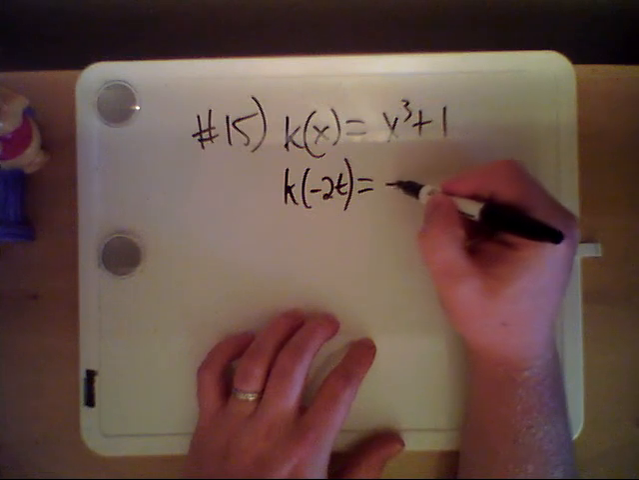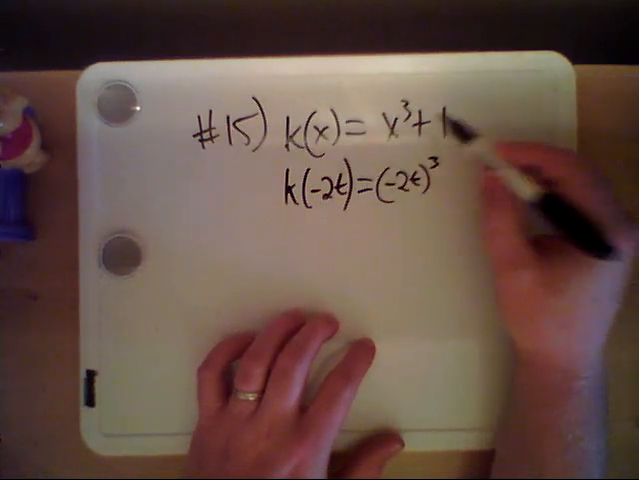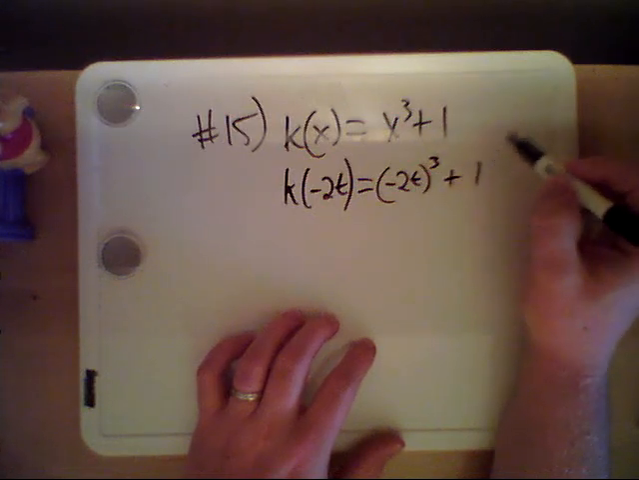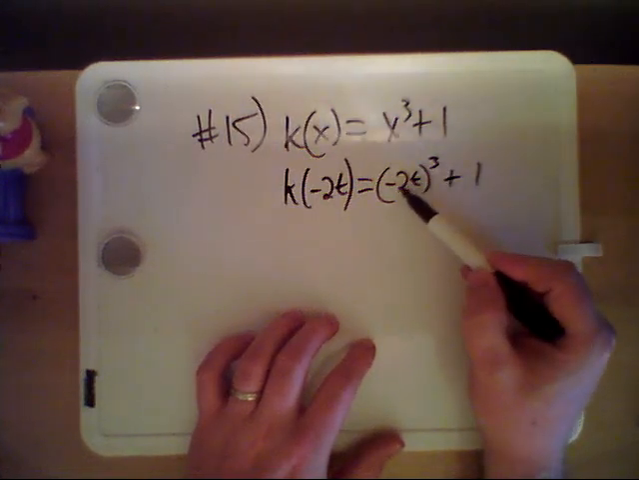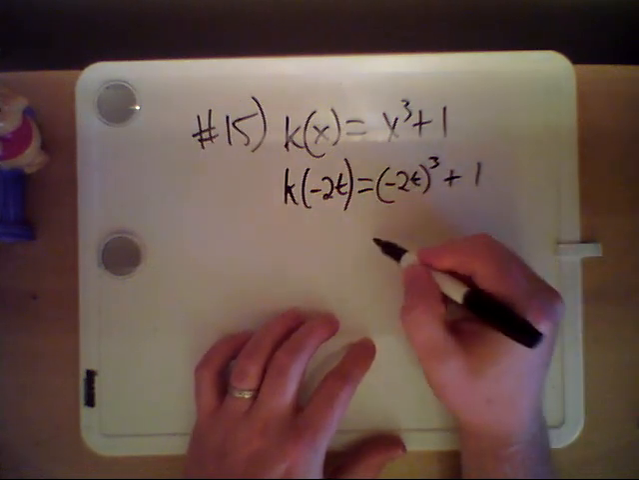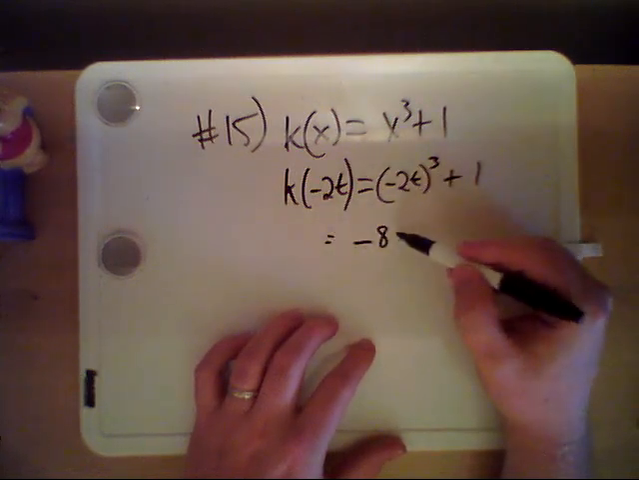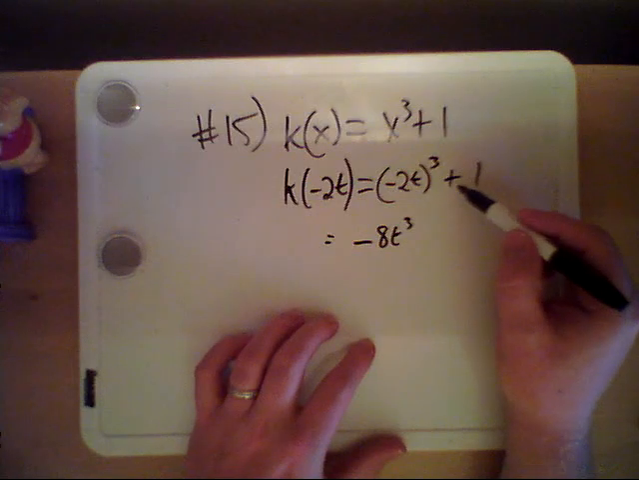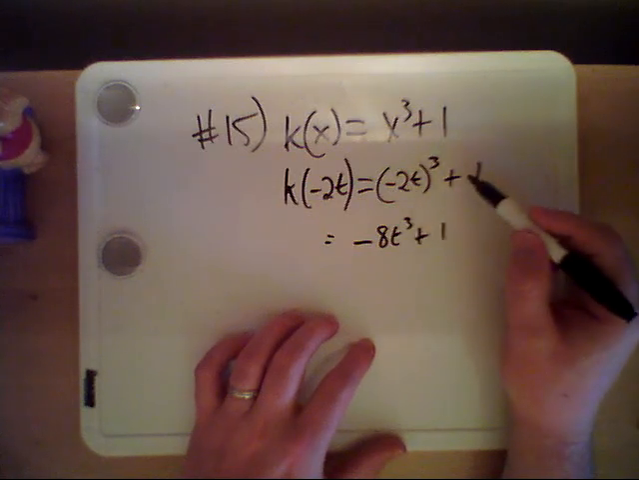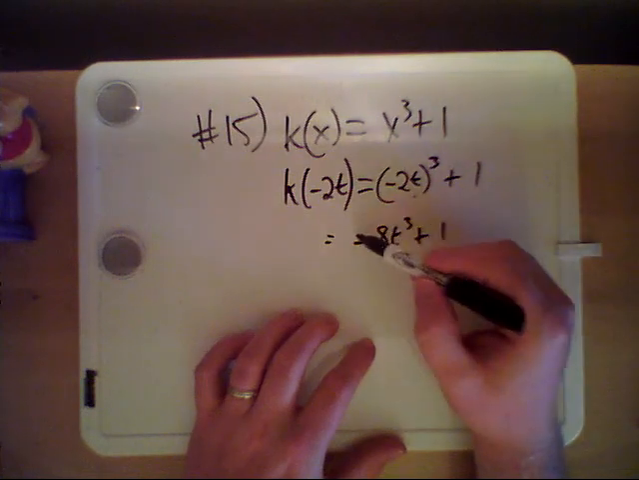So it's going to be negative 2t all cubed plus 1. Okay, remember, it's negative 2t quantity cubed. Don't just write negative 2t to the third. It's going to be negative 2 to the third, which will be negative 8, and then t to the third. And then we have this plus 1 out in front there. Don't forget to cube both of these elements inside.